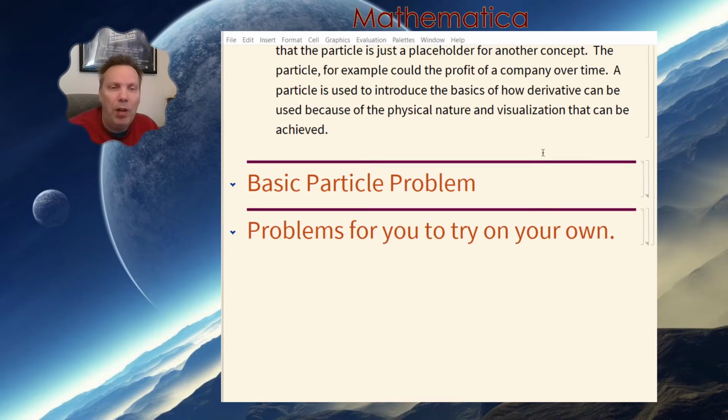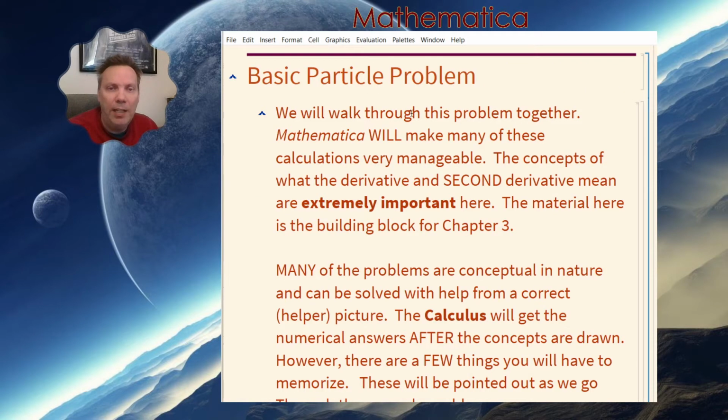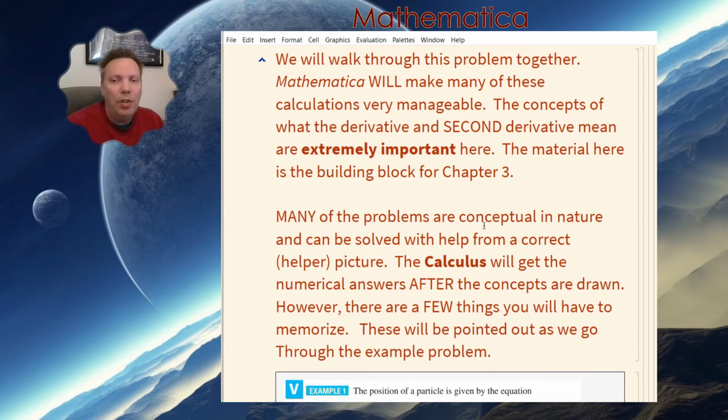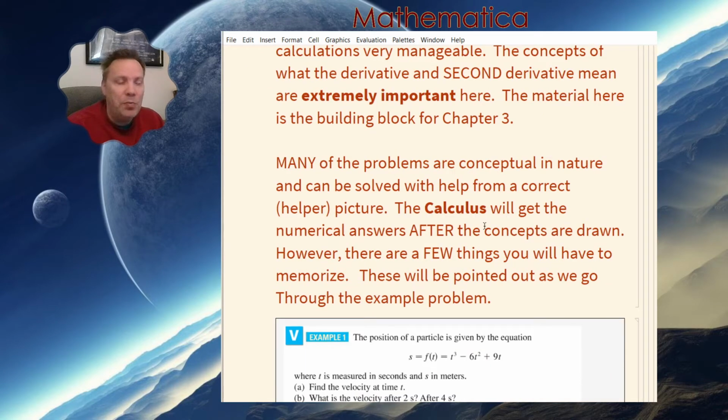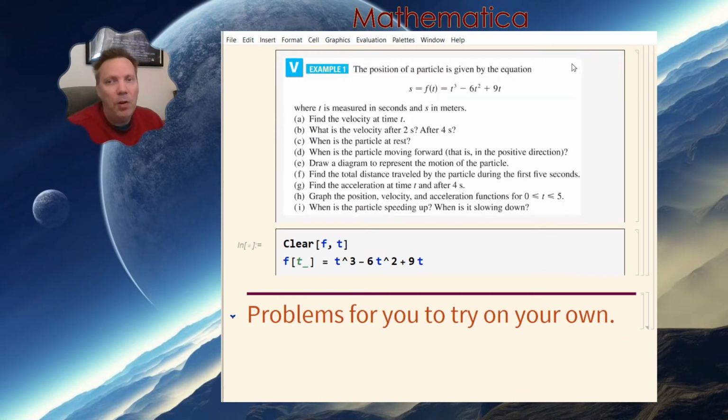And here's a basic problem that I want to talk about. I'm going to do some of the problem right now. So I'm going to walk through this with you, and it's really important that you understand what things mean here. This is really a building block for chapter 3. So much of this we have done before. So here's an example. I'm going to have a particle in a straight line, and the position of the particle is going to be given by t cubed minus 6t squared plus 9t.